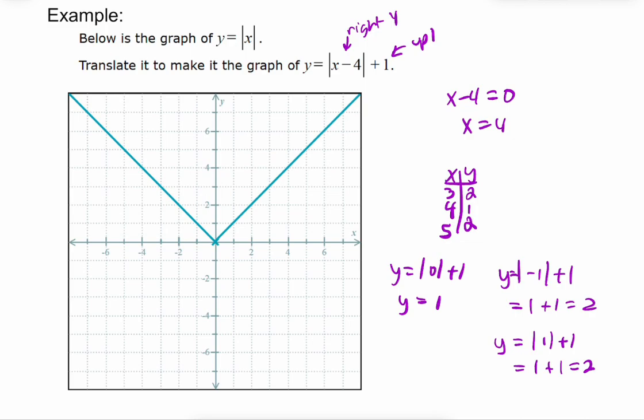So go over to 4, go up 1. At 3, we're up 2. At 5, we're up 2. You'll notice that the slope of our lines are still +1 and -1. What has happened? Well, we have gone to the right 4 and up 1. Because there is nothing on the x to change the slope, there's nothing out here to change the slope, the lines are still going to be 1 and -1, but the whole thing just got lifted up and moved to the right 4 and up 1. Everyone good with that one? That kind of makes sense, right?